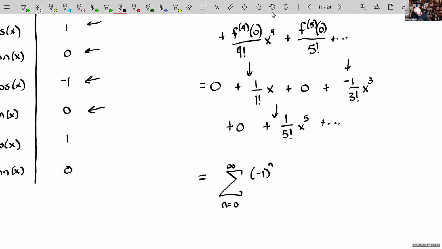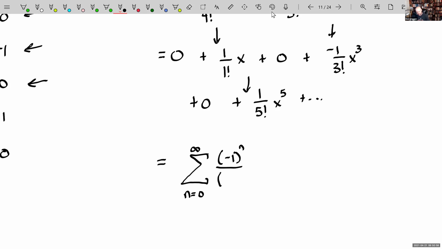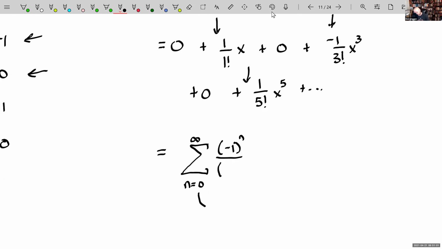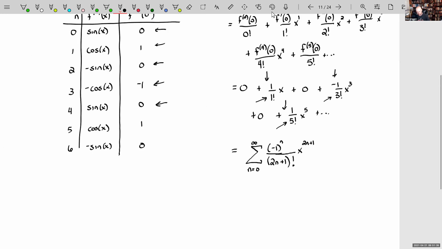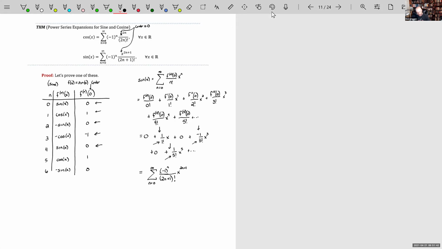All right. And it's going to be over. Let's see. Our first denominator is 1, but we're starting at 0 here. Well, if we only want odd numbers, the easiest way to get to an odd number is 2n plus 1. Let's see if that fits with these denominators. When n is equal to 0, 2n plus 1 is 2 times 0 plus 1, or 1 factorial. When n is equal to 1, we get 2 times 1 plus 1, which is 3 factorial. When n is equal to 2, we get 2 times 2 plus 1, which is 5 factorial. And the powers match that. So there we go. We have proven that the sine of x is actually equal to that Taylor series expansion about 0.